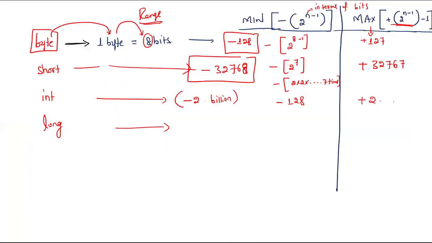Then, after the first four, the next one we have to discuss is float. Then we also have a double. So what is the capacity of this float? The float data type will consume 4 bytes of memory.